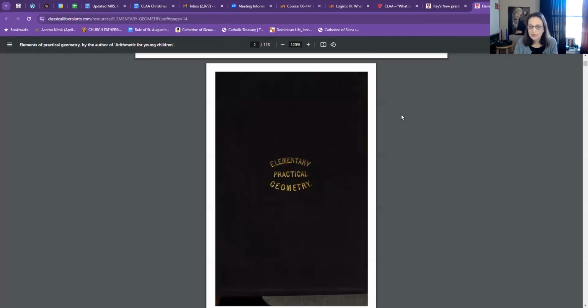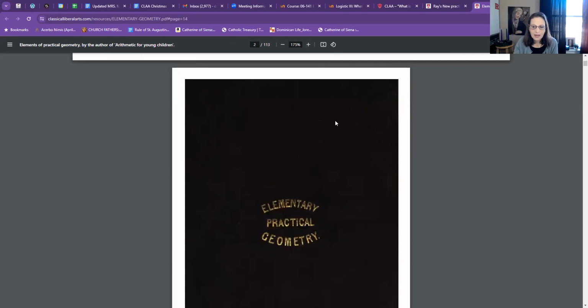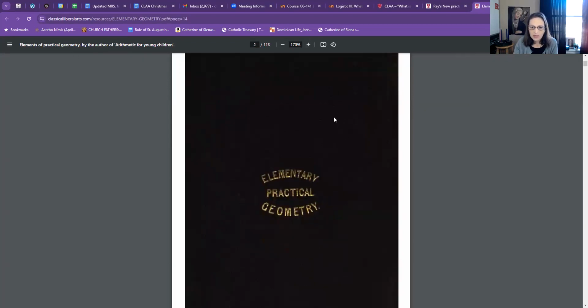Okay. Can you wave to me if you can see the elementary geometry book? Wave to me. Okay, great. Okay, good. So here's our elementary geometry book. I'll make it nice and big. And you can see it's called Elementary Practical Geometry. Now let's look through here.